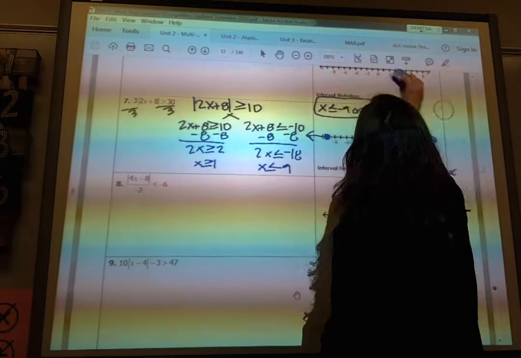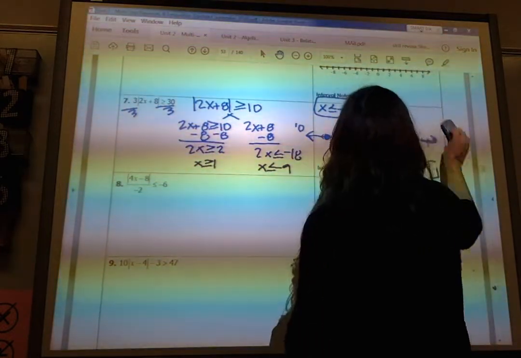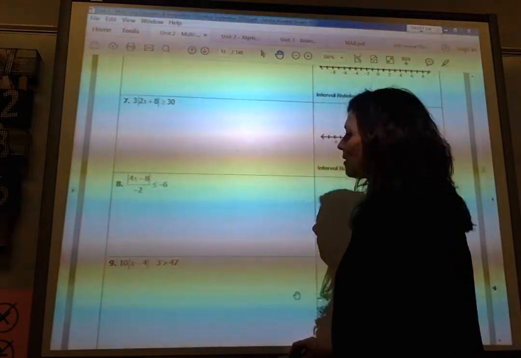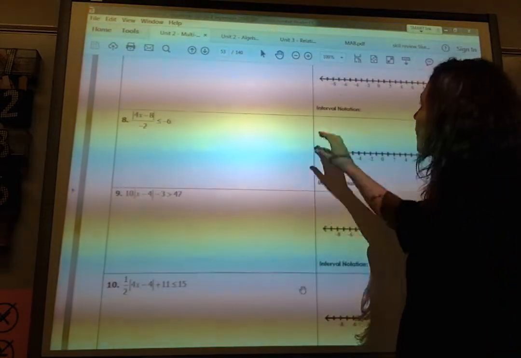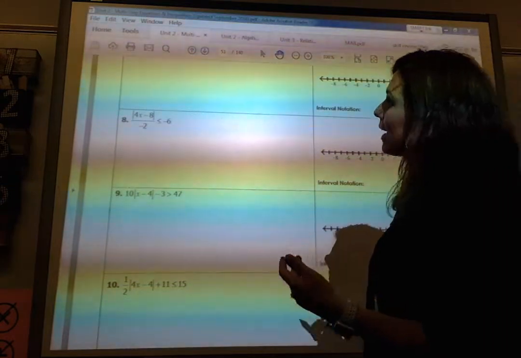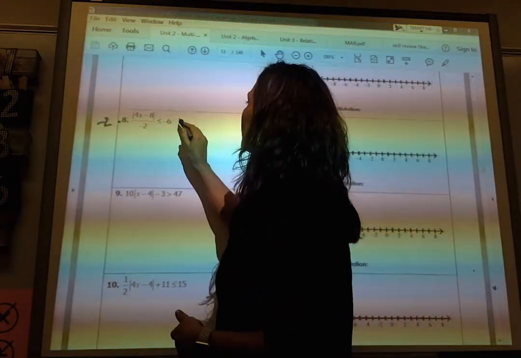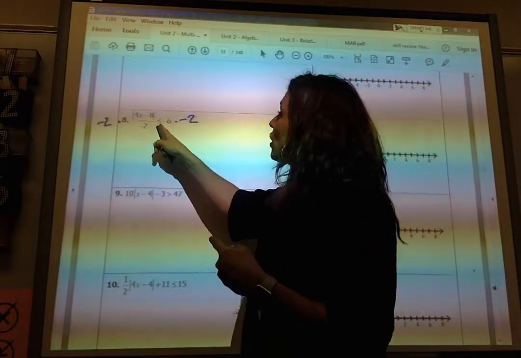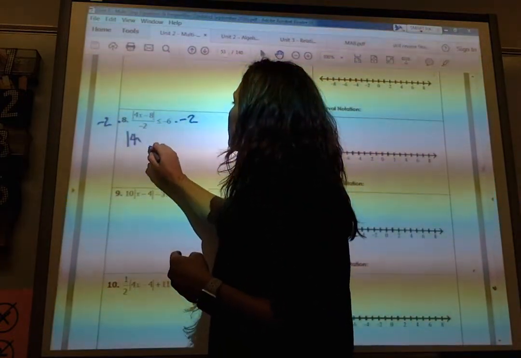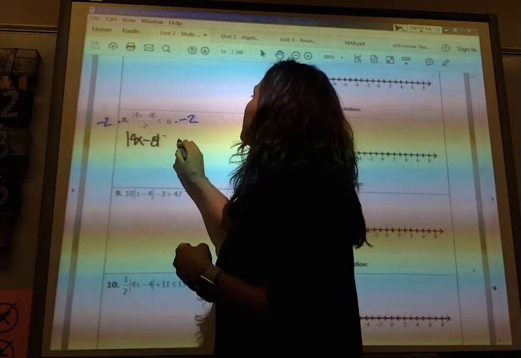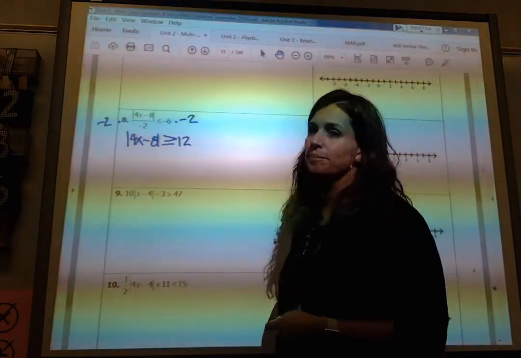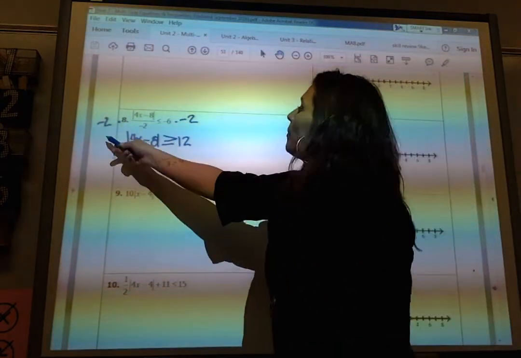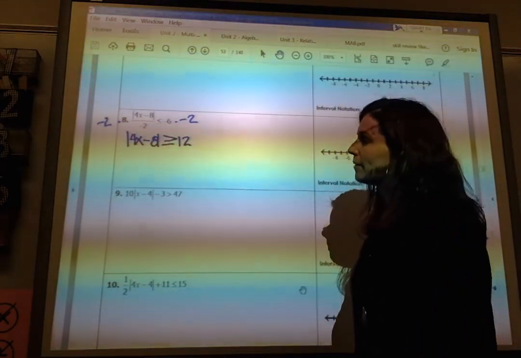So 8, you still have to remember your rule of what happens when you multiply or divide both sides by a negative when we deal with an inequality. Well, on number 8, I've got to multiply both sides by -2. So that tells me I'm multiplying by a negative, I must change my sign. So now I have the absolute value of 4x minus 8 is greater than or equal to 12. Did everybody get that first step? Okay, I multiply by -2, so I must switch my sign.